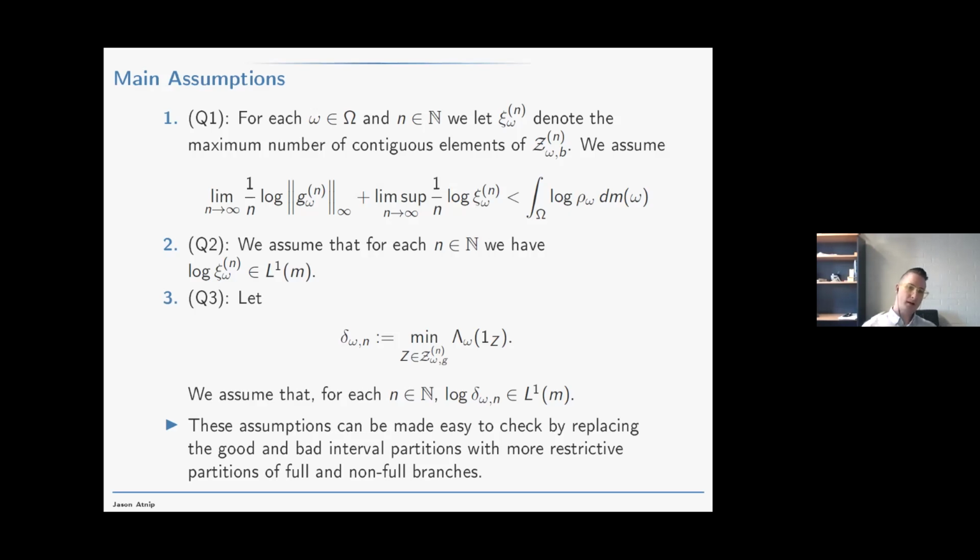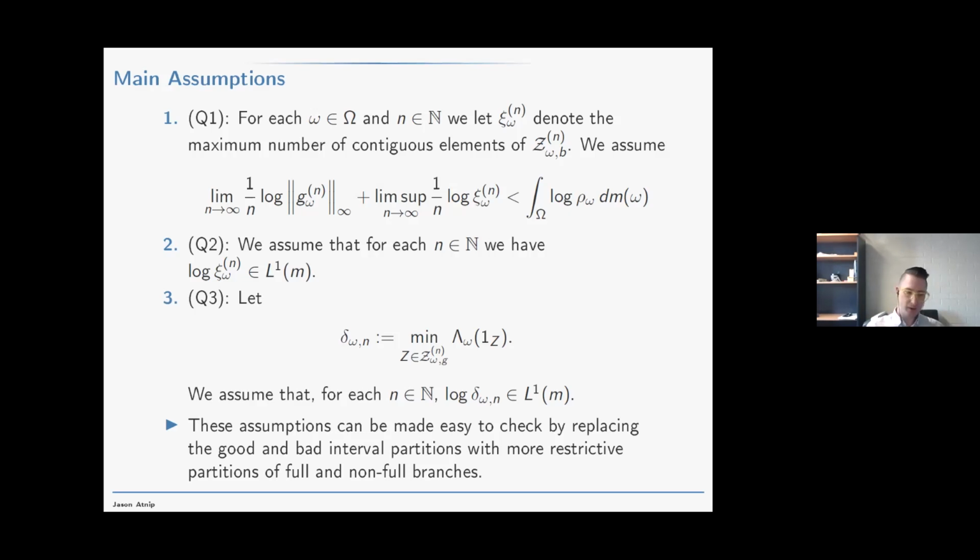Q2, well, we need to assume that this maximum number of contiguous bad partition elements is log integrable. And for this Q3 assumption, we need to know that if we have a good partition element, its lambda functional value doesn't get too small. So we need to know that the minimum measure of our smallest good partition element is still log integrable.